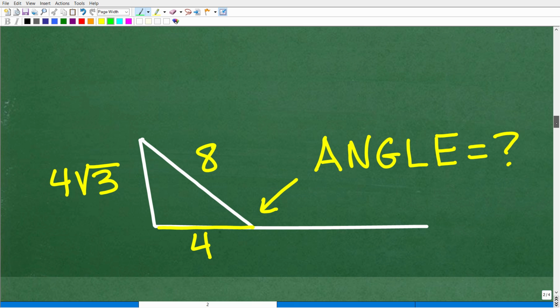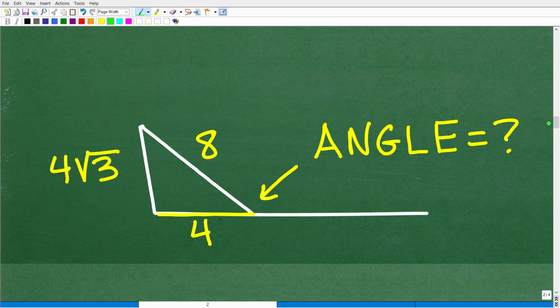All right, so now here is our situation. We've already concluded, we used a couple different ways to do it, but we had to figure out that this is a right triangle.